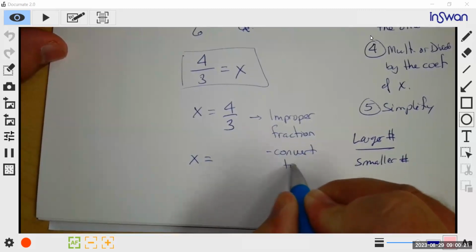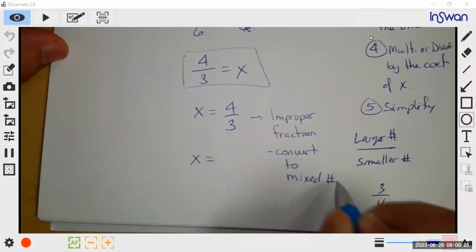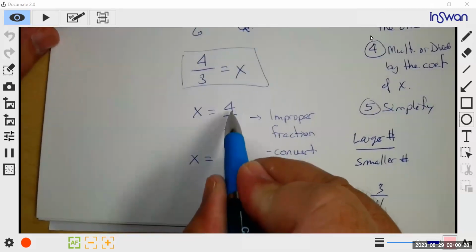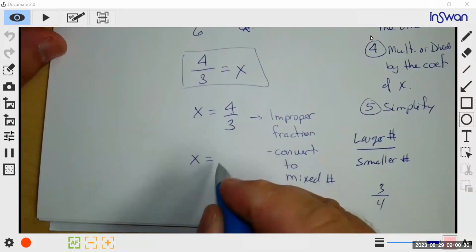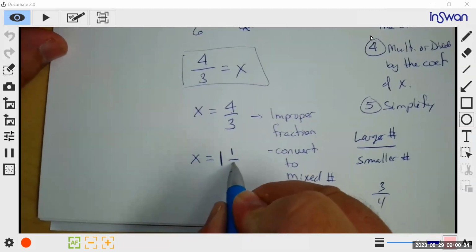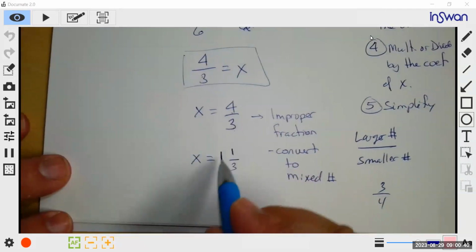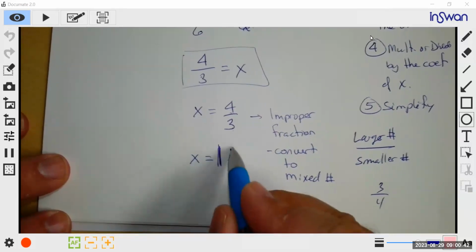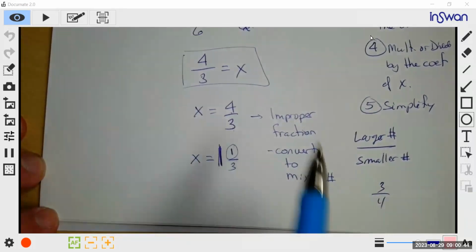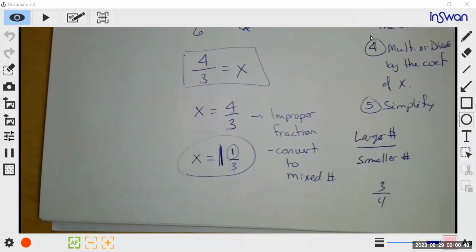Convert to a mixed number. How many times does 3 go into 4? Once. With how many left over? Over the denominator is 3. There you have it. So 3 goes into 4 one time with 1 left over. And since 3 is the denominator, it has to stay there. So this is what your answer would look like.